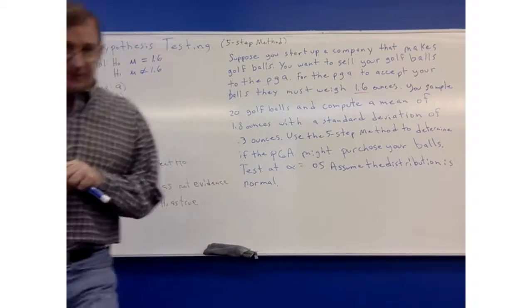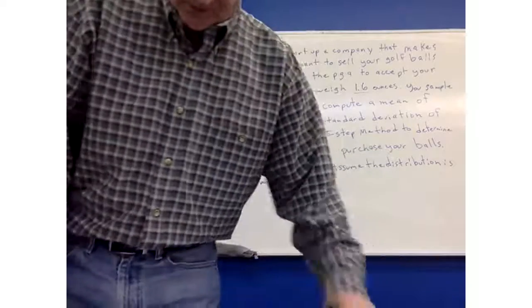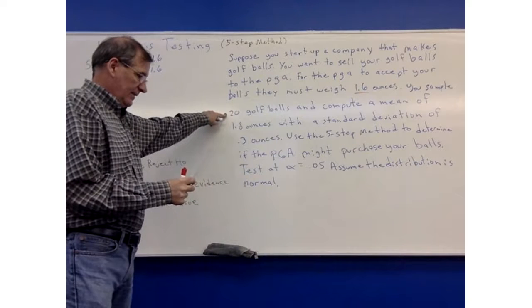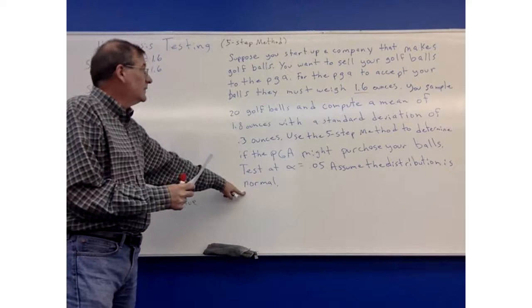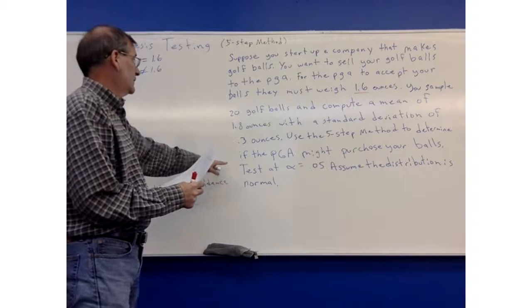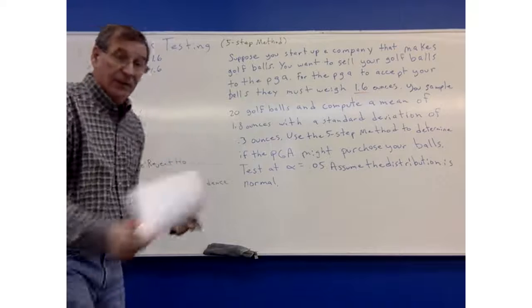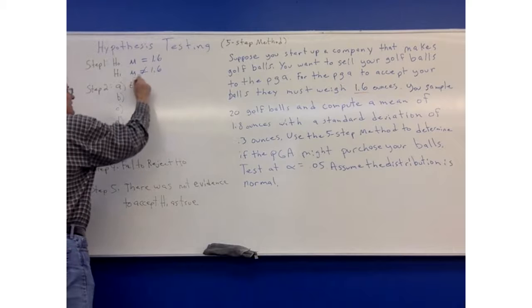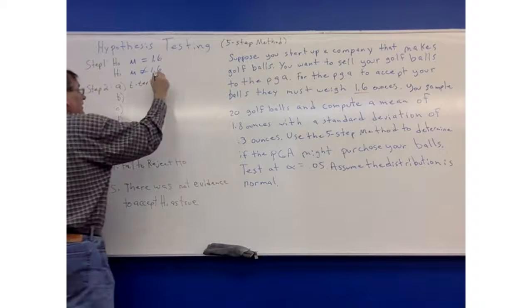Is this a Z or a T test? I'll go back to black ink. Where's my flow chart? Is N bigger than 30? Nope, 20. Is the data approximately normal? Yes. Is sigma known? Does it say that we have sigma? No, it just says standard deviation. It does not say population standard deviation, so we don't have sigma. So this is a t-test. T-test. What type? This is a two-tailed test.